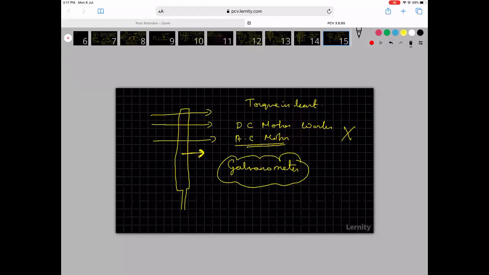There was a question in yesterday's exam where you had to work out 80 by 3. 80 by 3 is 26.67, which when rounded off will give you 26.7 and not 26.6. So there's an error. We'll have to sort it out.